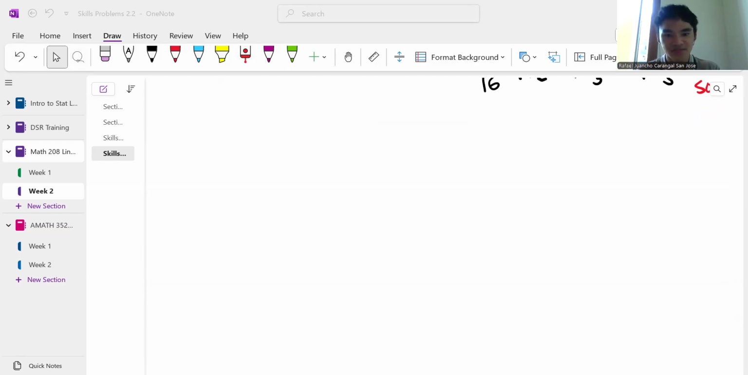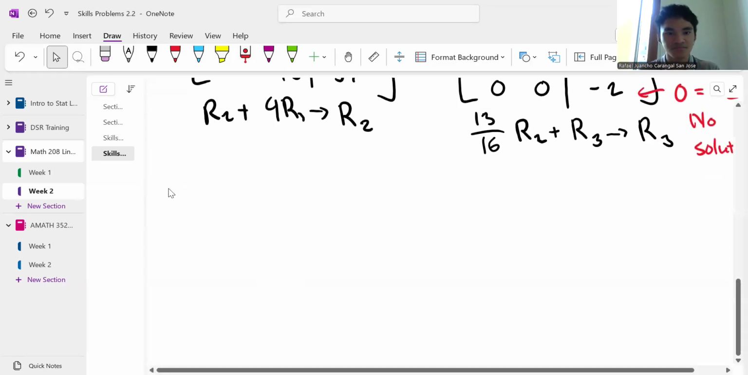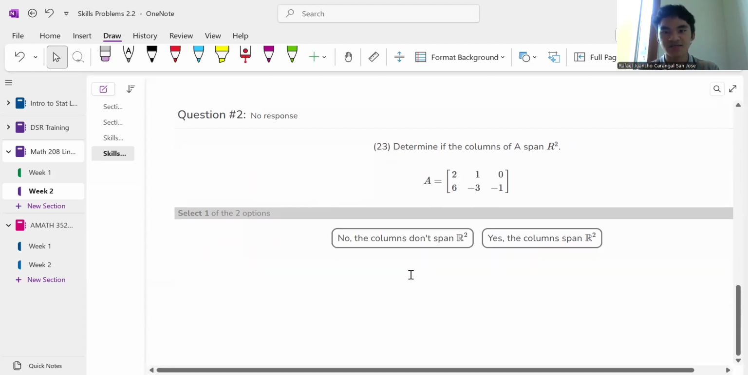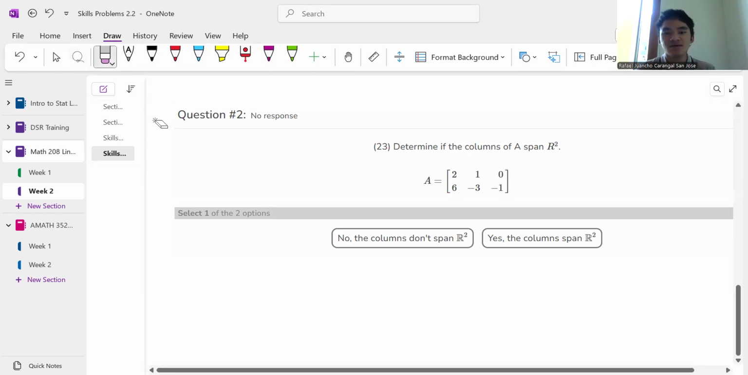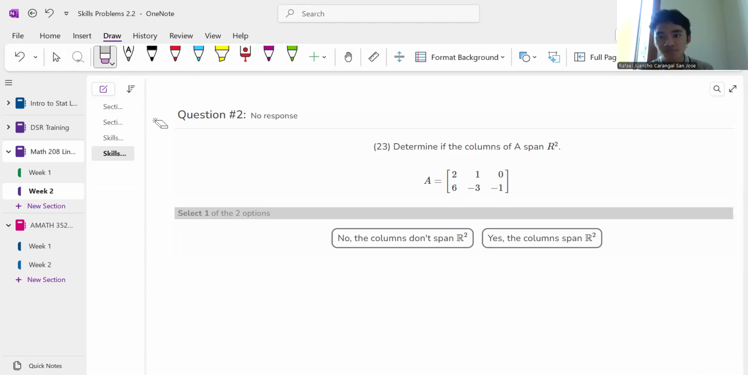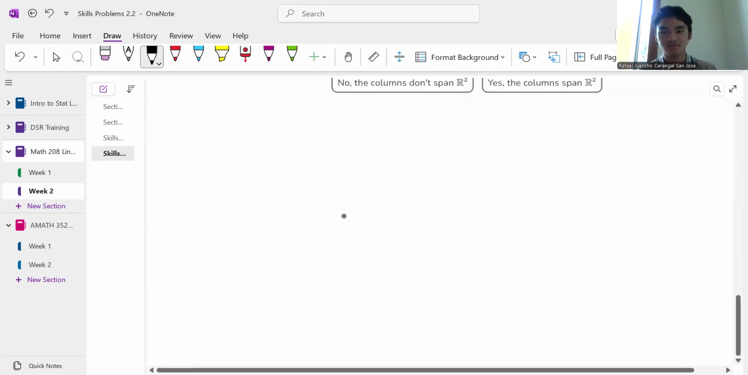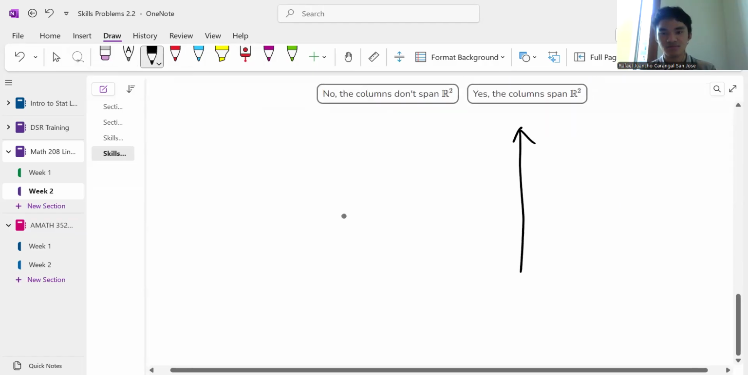Okay, let's look at question 2 here. So question 2 is asking us to determine if the columns, so when we say columns, we're talking about these guys. That's how we look at them. We want to determine if these particular columns span R2. And what that is saying is, geometrically, say we have our 3D space.